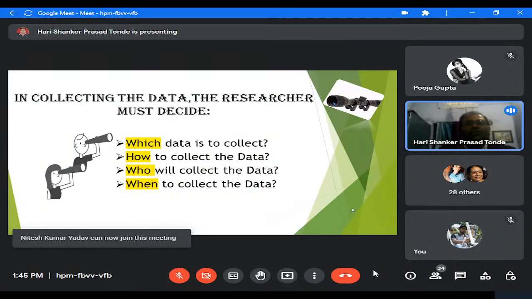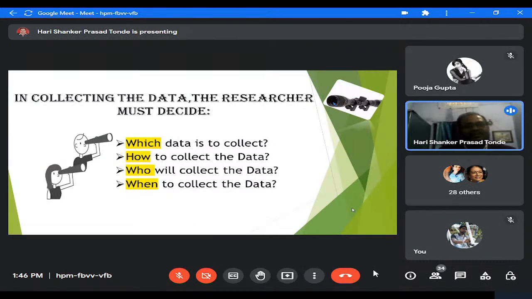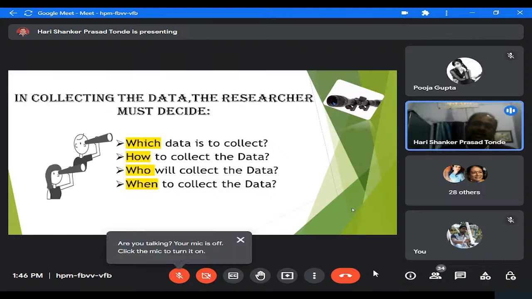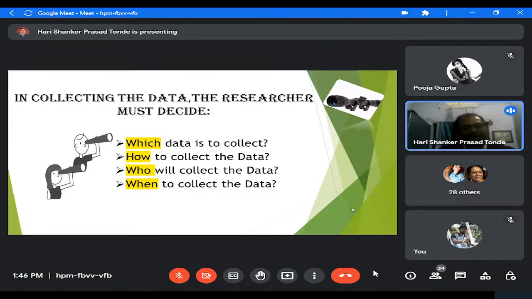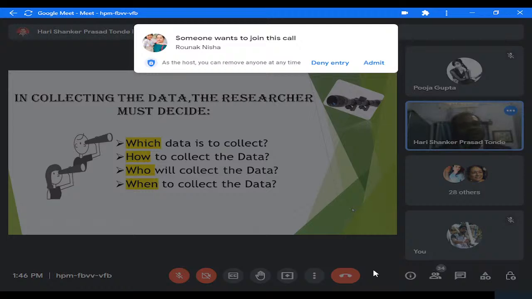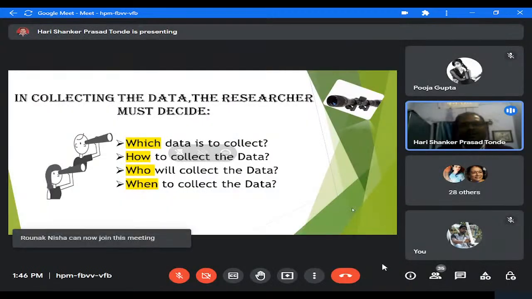Fourth one is when to collect the data. What are the actual circumstances? What is the actual time to collect the data? For example, when we are performing scientific research, what will be the actual time to collect the data? Some outcomes of the experiment are going to come, and at which particular extent we have to collect the data. We have to find out the results, and whether those results will be favorable for the research or not. So these are the four questions: which, how, who, and when. When we answer these keen questions regarding the research, we get the solution for the research problem.